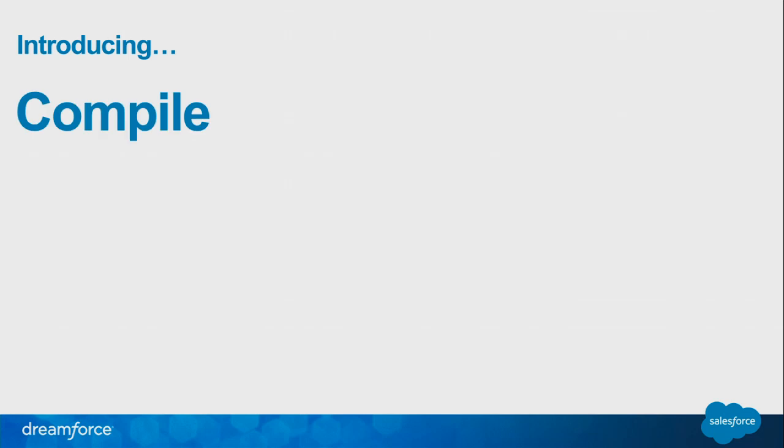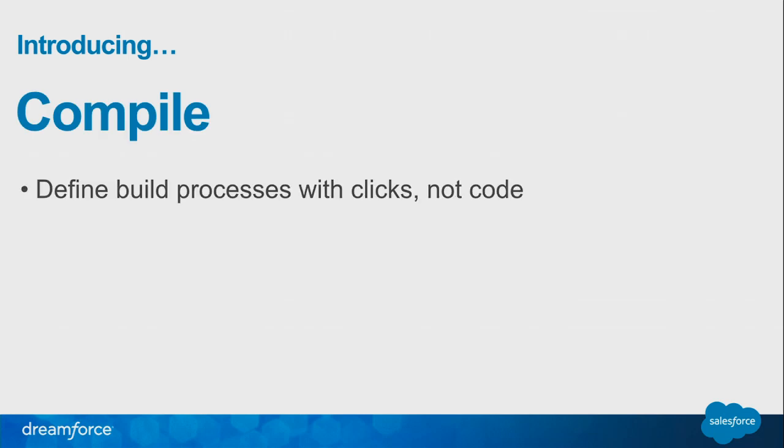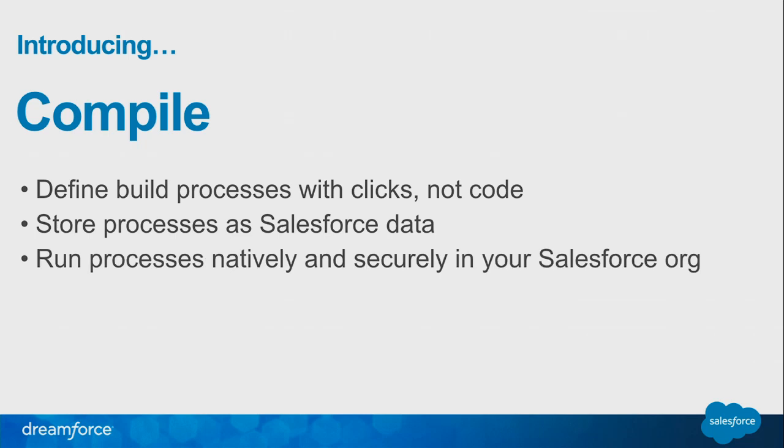But I'm going to present today a different alternative, another way to do it. We call it Compile. So Compile is a way to define build processes in Salesforce with clicks, not code. You can store your processes as Salesforce data rather than in a local Grunt file on your machine, so that other people don't know about it when you make changes unless you're really rigorous about making your changes known to other people. You can run your processes natively and securely in your Salesforce org. So basically the idea is build processes on Salesforce, in Salesforce.